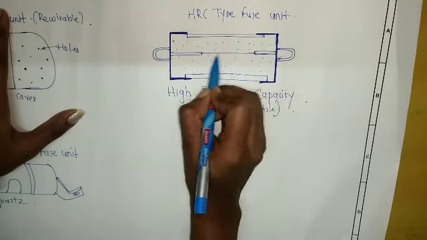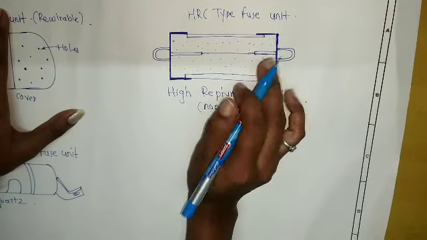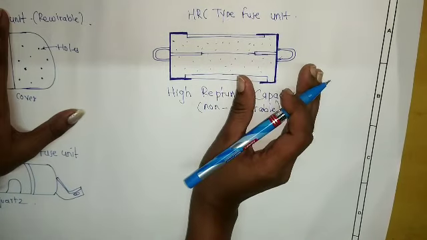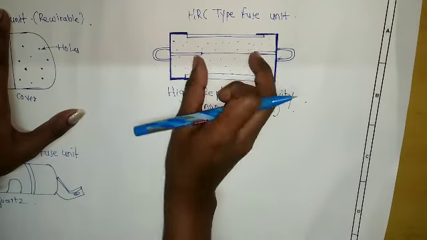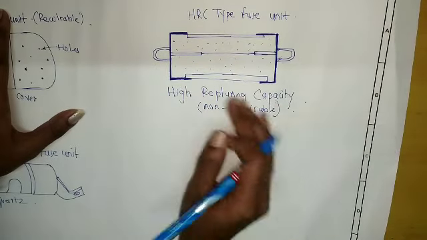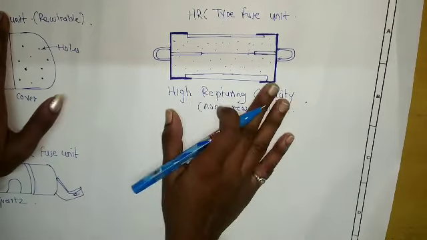Otherwise, this fuse element will melt. If the fault is cleared in that particular time period, then this fuse element will not blow off, that means it will not melt. But if the fault is not cleared, then it will melt. So this is about the HRC type fuse unit.